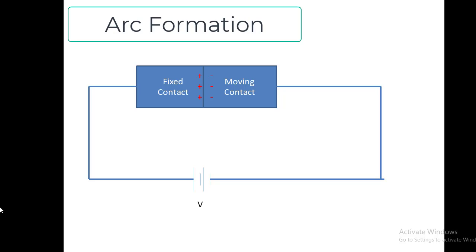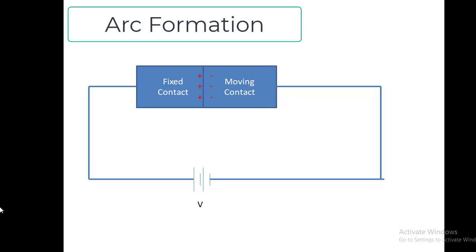Dear students, today we focus on arc formation in circuit breaker. A circuit breaker consists of fixed contact and moving contact. Under normal operating conditions, these contacts remain closed and will not open automatically until and unless the system becomes faulty.